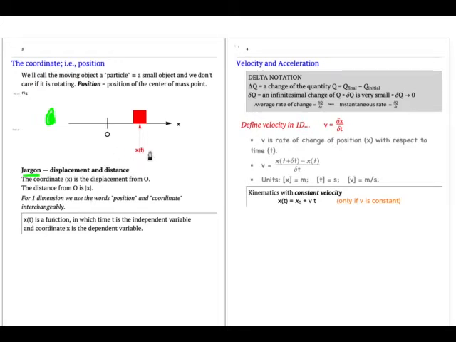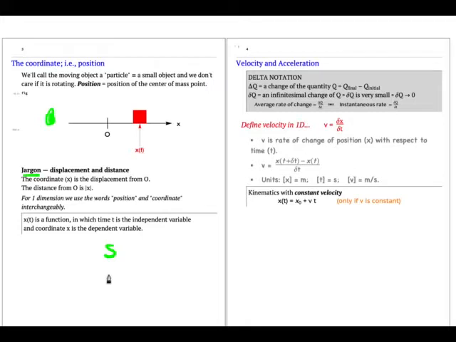Now the position depends on time, because the object is moving around. So x of t is a function in which time is the independent variable and coordinate x is the dependent variable. And they'll both have to have units. We studied measurements back in chapter 1. The unit for time will be seconds. That will be the standard unit. Now, we might sometimes use minutes or hours, but there's always a way to convert between minutes, hours, any other unit of time into seconds. So we'll choose as the standard unit of time seconds.